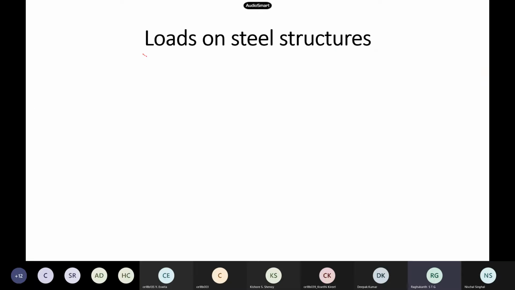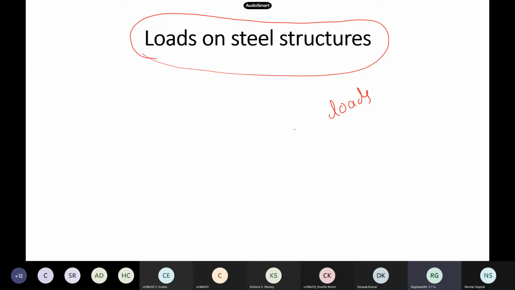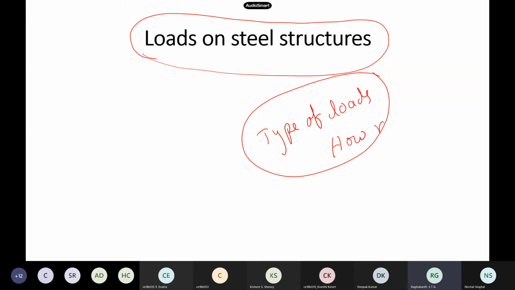Now let us go to the next topic, the loads on steel structures. What type of loads act on steel structures, and how do we design for these loads? First of all, you have to classify the loads. How many loads are there, and how do they act on our steel structure? This is very, very important. In your RCC course also you would have seen this, but we will just recap it quickly.